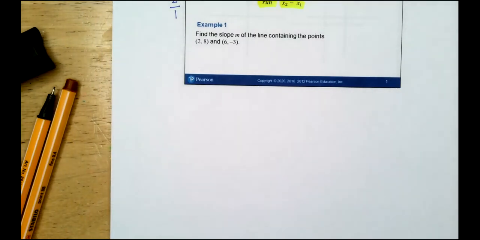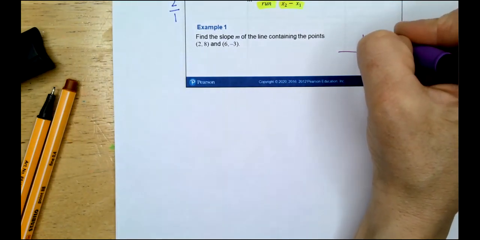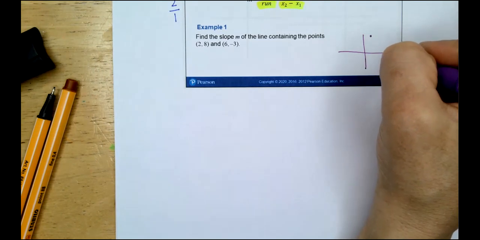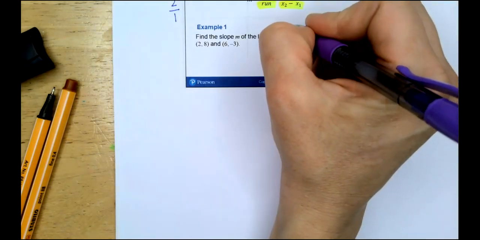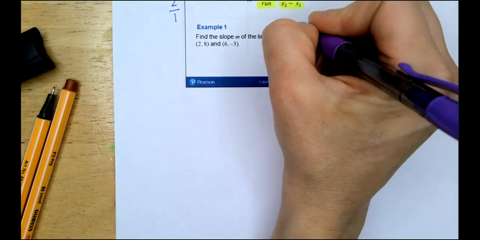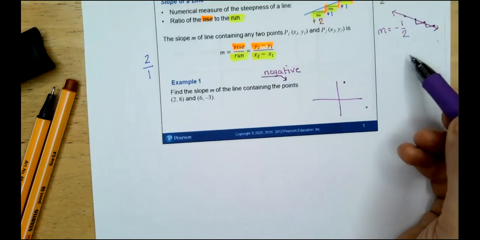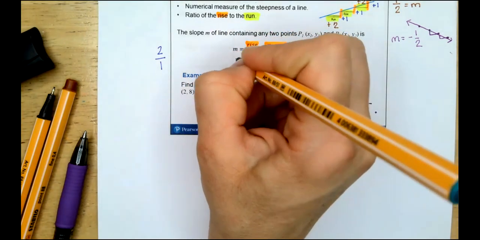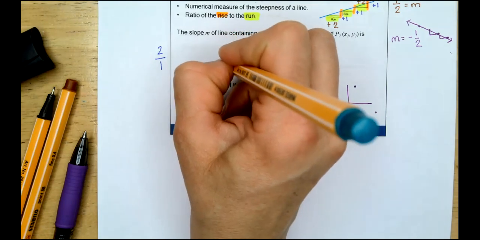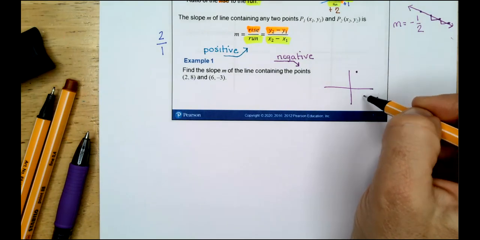So to find the slope of the line containing the points (2, 8) and (6, -3), if we just think about where they are, 2 across and up 8, 6 across and down 3, that's going to be a positive slope, or a negative slope, right? It's going from left to right, it's going down. So that's a negative slope, like this one. Whereas if from left to right it's going up, it's a positive slope. So between this point and this point, we have a negative slope, so our m should ultimately be a negative number.